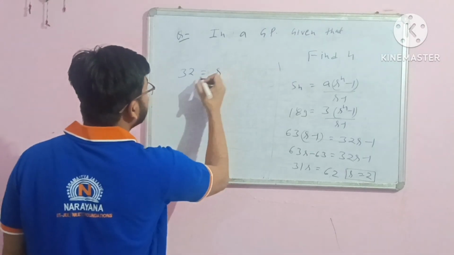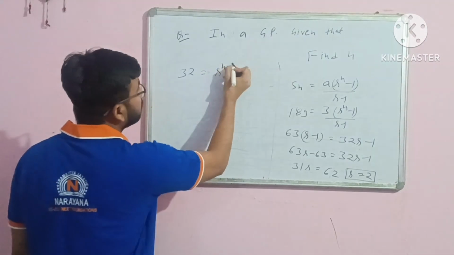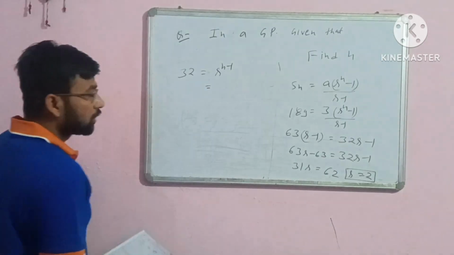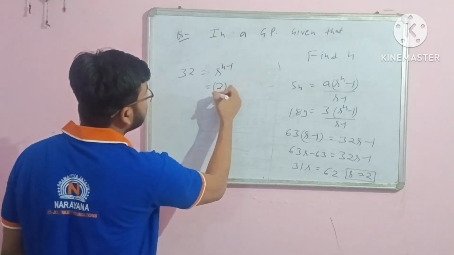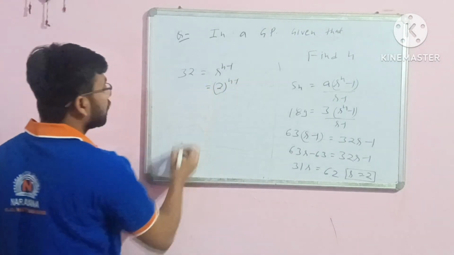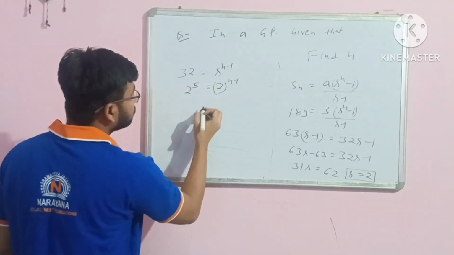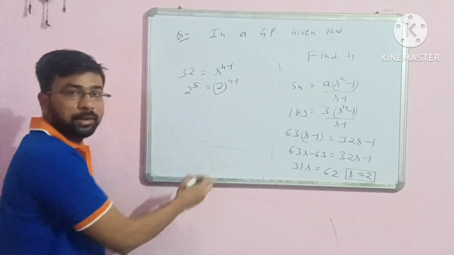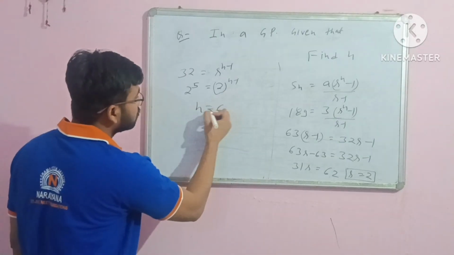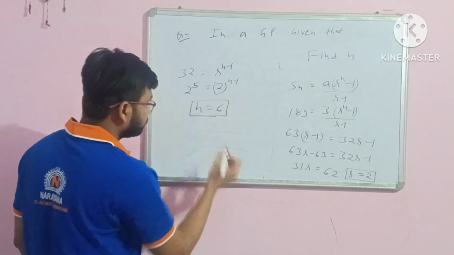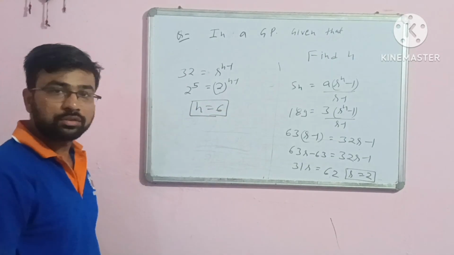We know that 32 equals r to the power n minus 1. Now we will put the value of r here, 2 to the power n minus 1. And we know that 32 equals 2 to the power 5. So now comparing the powers, we get n is equal to 6. So this is the answer of this question.